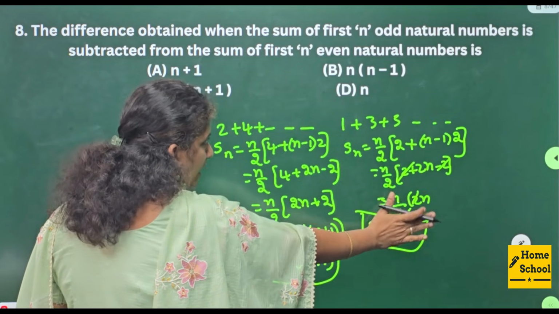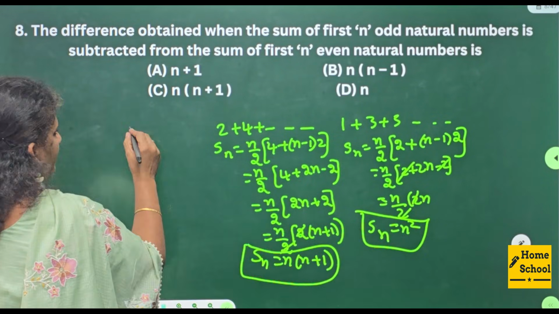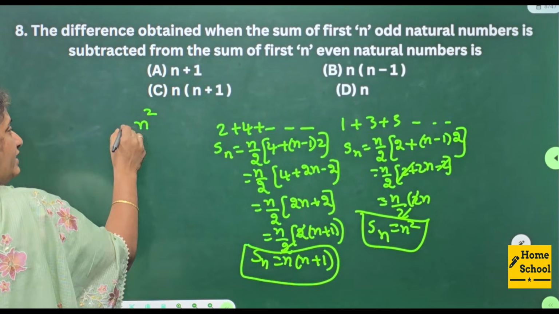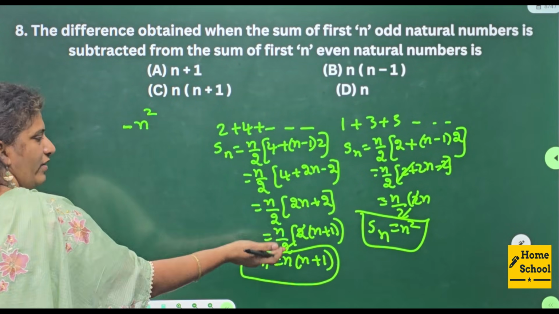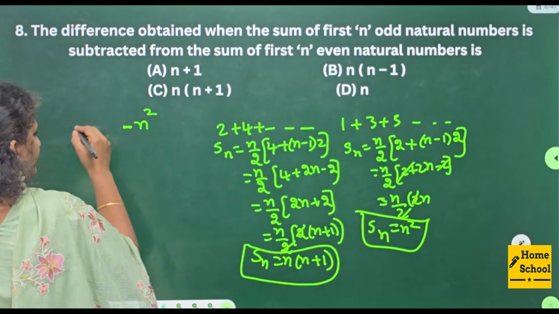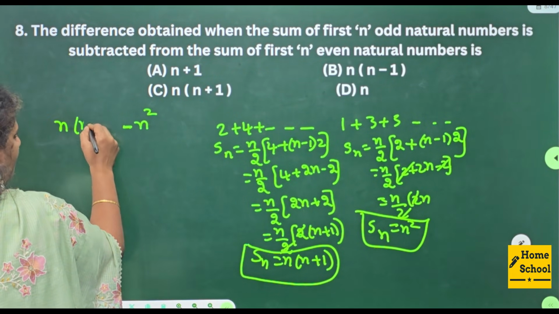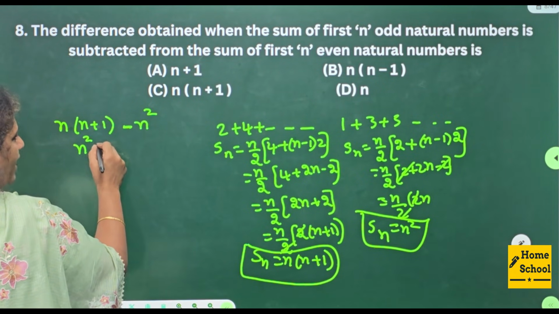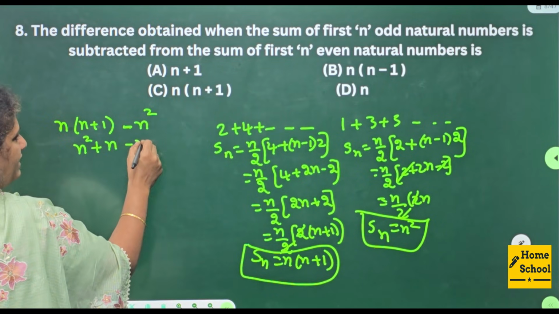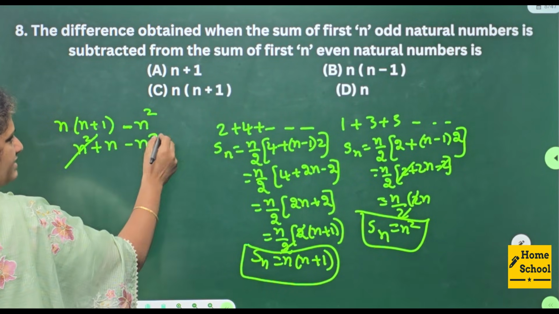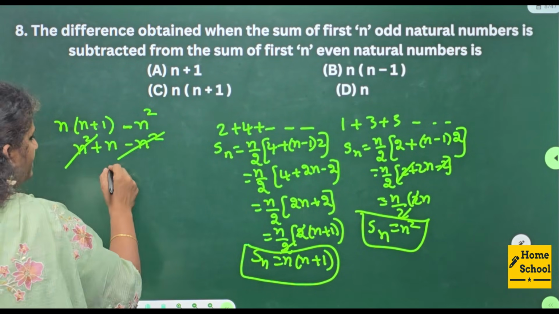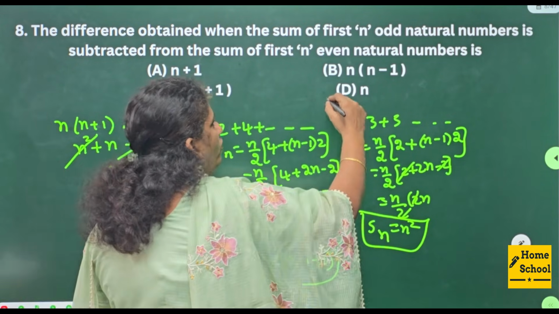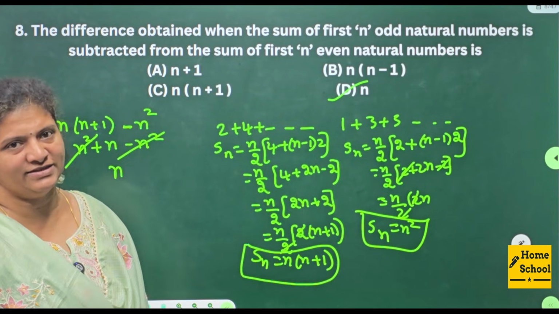When the sum of n odd natural numbers, n square, is subtracted from this, that is, n into n plus 1 minus n square, remove bracket, n square plus n minus n square, n square minus n square will be cancelled. So your answer is only n. Therefore, option D, n is your answer.